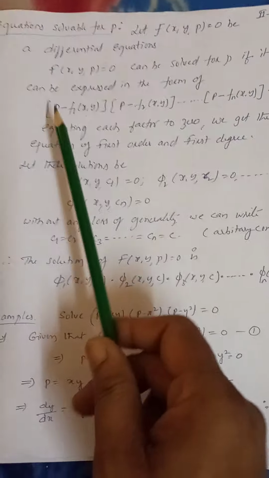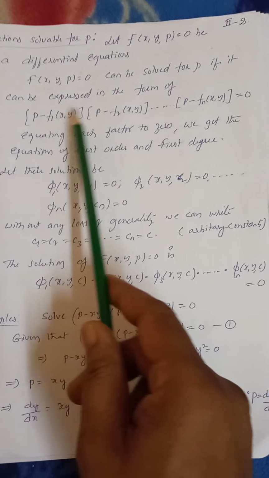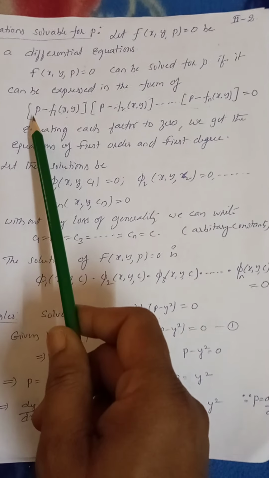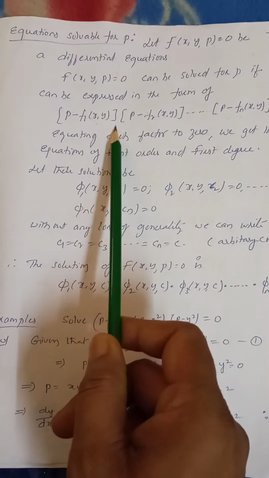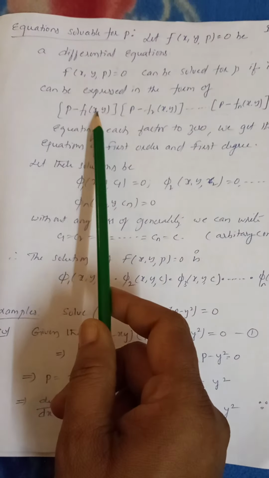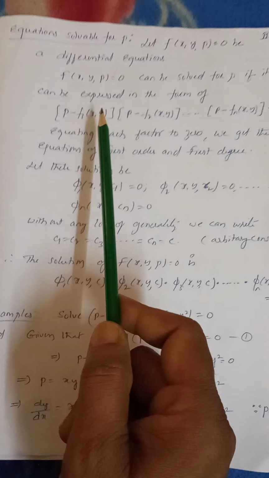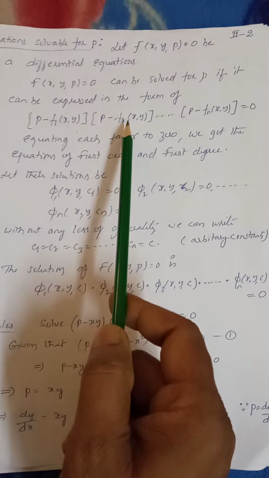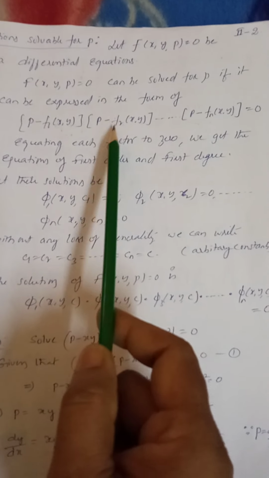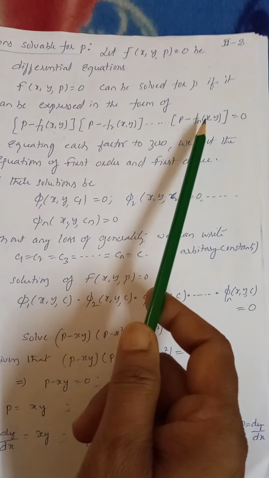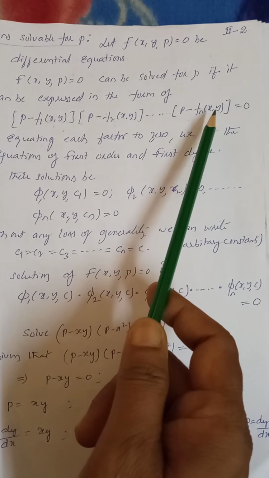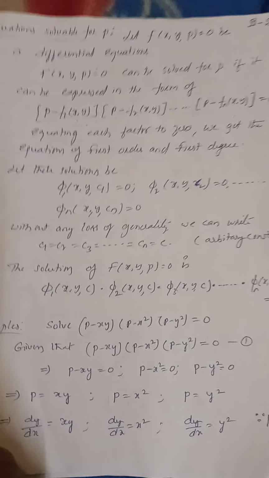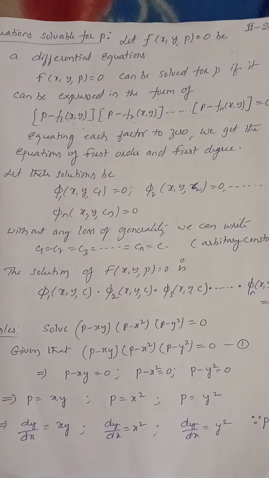Now after factorization, we have to equate each factor to 0, right? By equating each factor to 0, suppose you take the first one, p minus f1 of x y is equal to 0. If you solve this equation, you will get a solution, right? We are getting one solution for the first factor. Similarly, we equate the second factor, and again you will get a solution for this factor. Like this, we equate the nth factor, and again you will get the solution for this nth factor, right? Now again we are getting arbitrary constants, say c1, c2, and so on, cn.